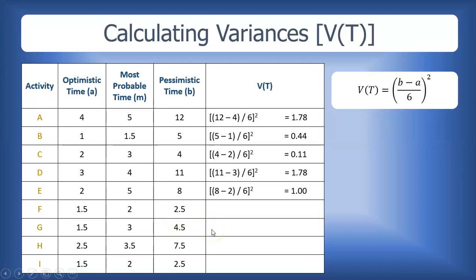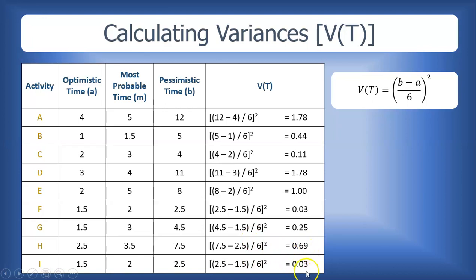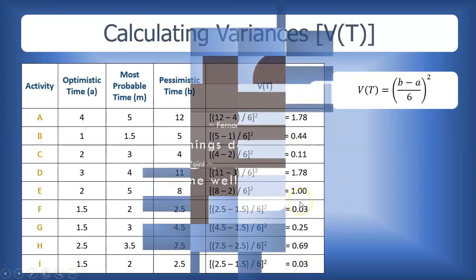Square that answer, we still have 1. Likewise for F, we'll get 0.03. For G, we will get 0.25. For H, we get 0.69. And for I, we get 0.03. Right, so now we have our variances for each activity.